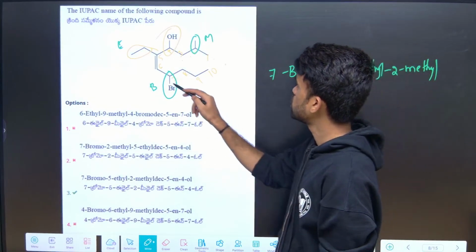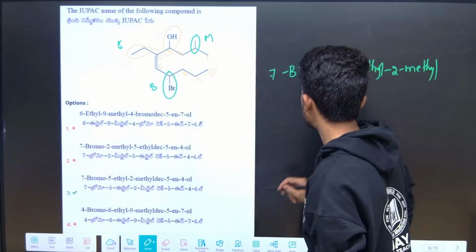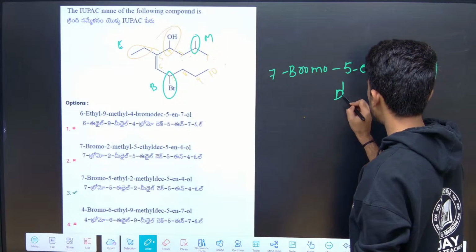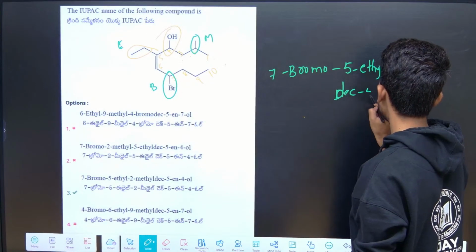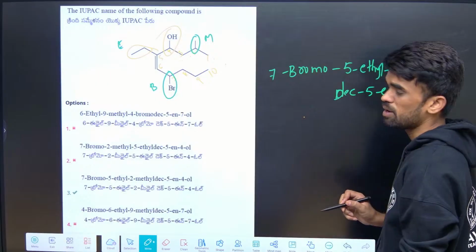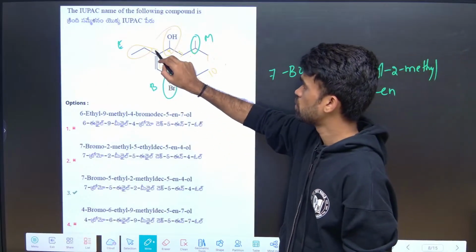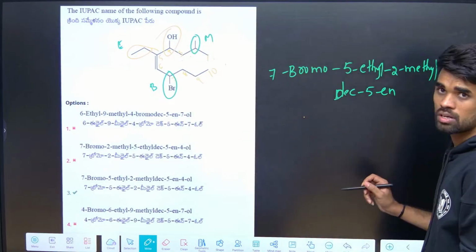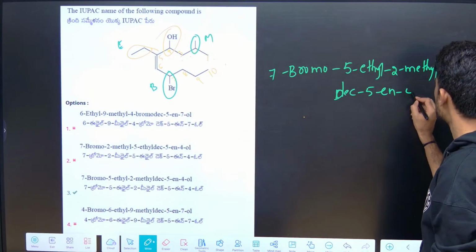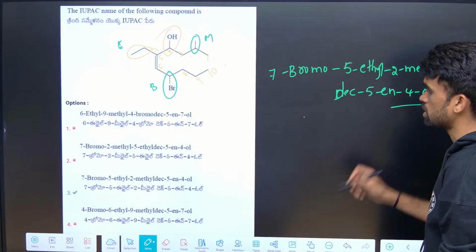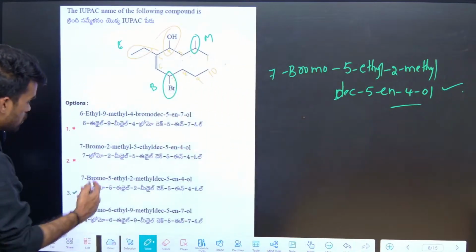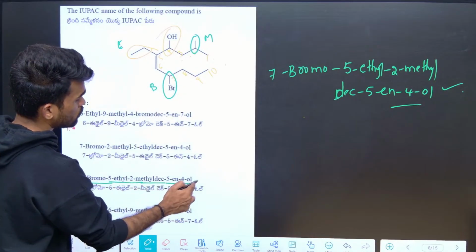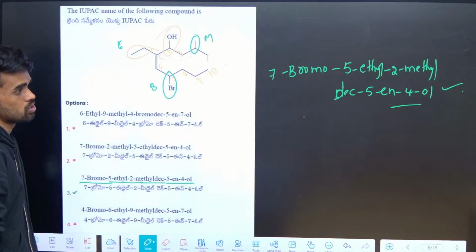At 5th position we have a double bond, right? So methyl dec, 5 in. I am writing 5 in because here we have the 5th position double bond. 5 in and 4 ol, so the 4th position has the alcohol. 5 in 4 ol. So this is the name for that particular compound. So just check here: 7 bromo, 5 ethyl, 2 methyl, 5 in 4 ol. So this is our answer.